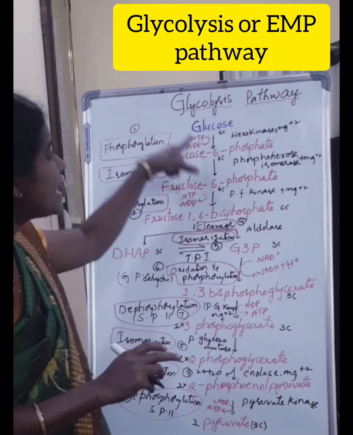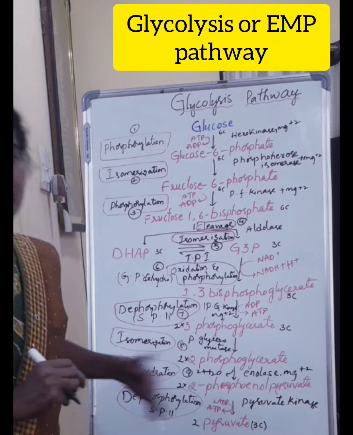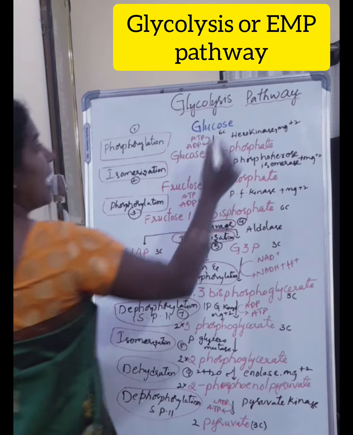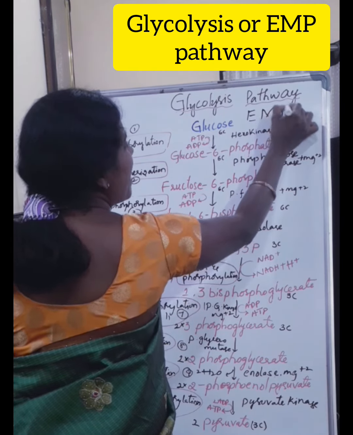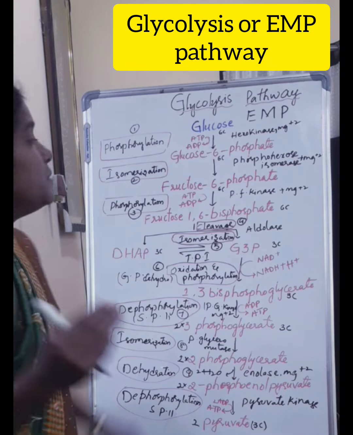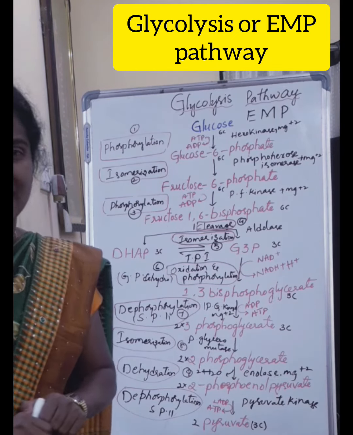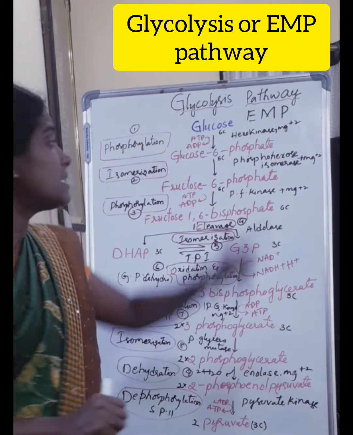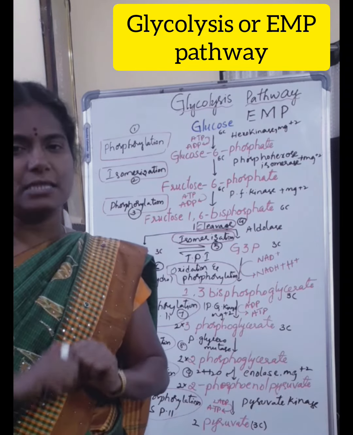The sequential steps converting glucose were discovered by 3 scientists. They are Embden, Meyerhof and Parnas. These 3 scientists observed the sequence of reactions that occur in glycolysis. So the glycolysis pathway is also called the EMP pathway. It is very important for long answer questions.